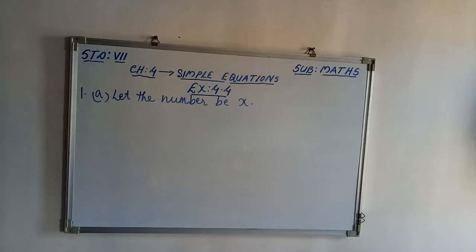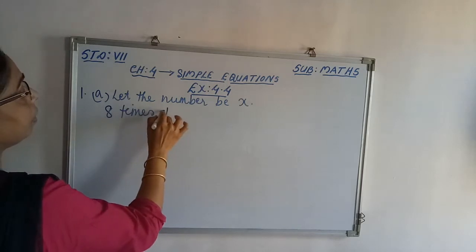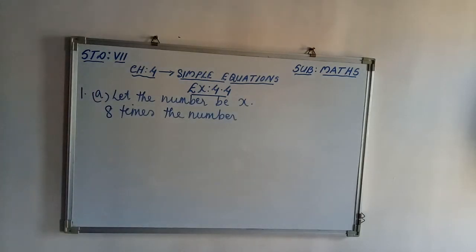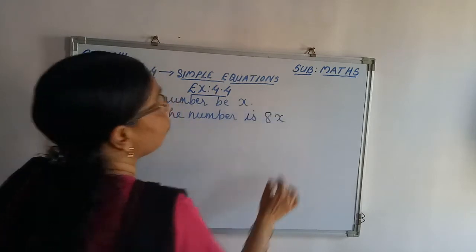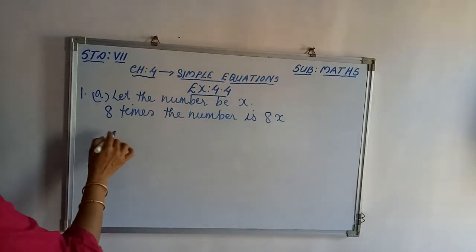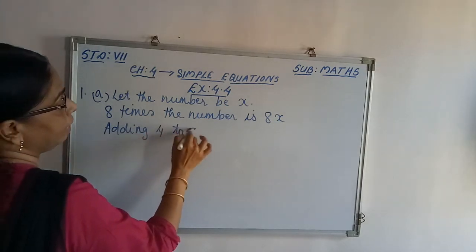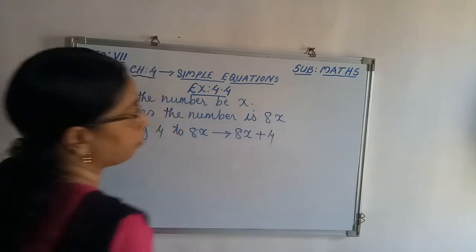Now, what is given in the question? Add 4 to 8 times a number. What is 8 times the number? The number is x. So 8 times the number is 8x. What we have to do? Add 4. So 4 added to 8x gives 8x plus 4.